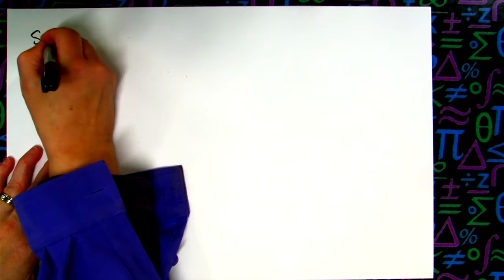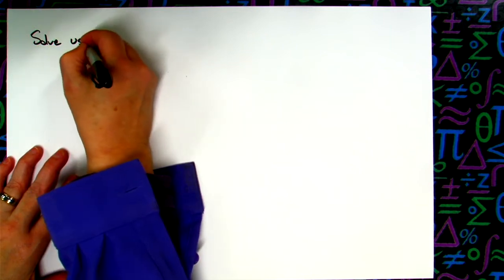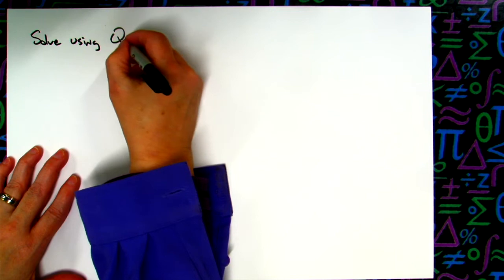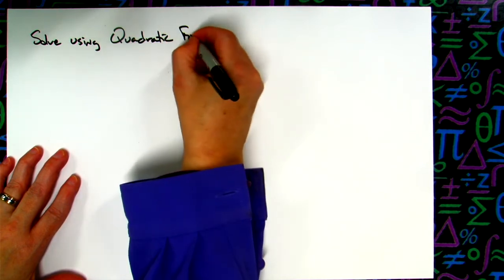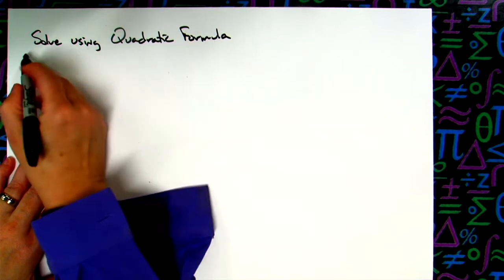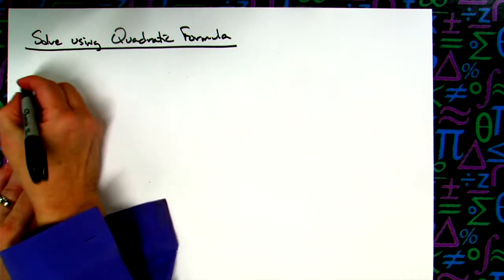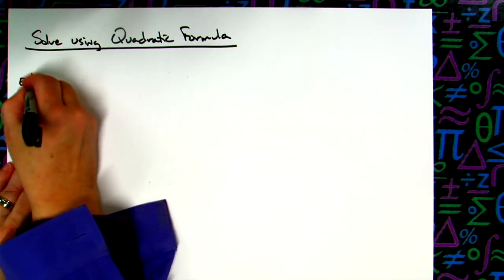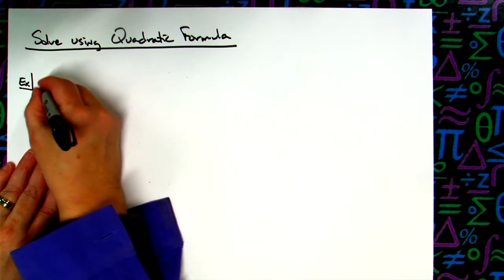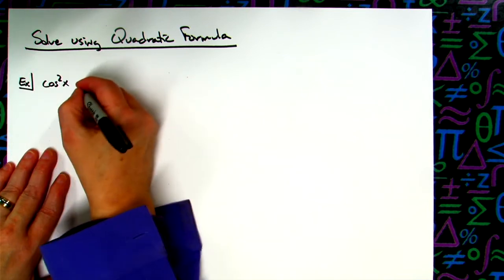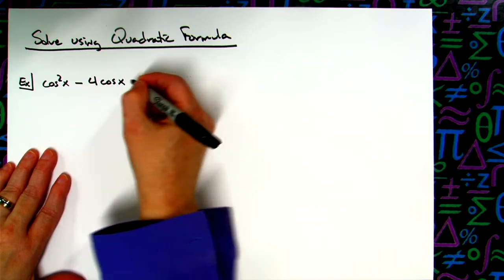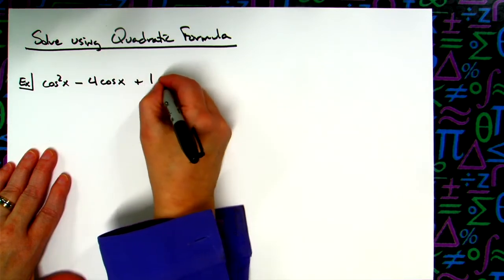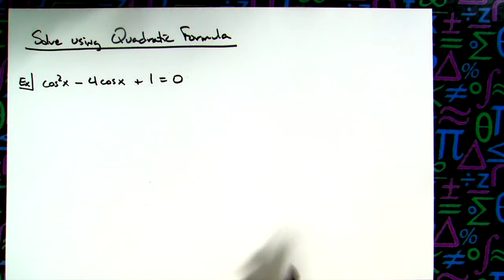So we're going to solve using the quadratic formula. I'll go ahead and write the equation out here. So let's suppose we've got cosine squared x minus 4 cosine x plus 1 equals 0.